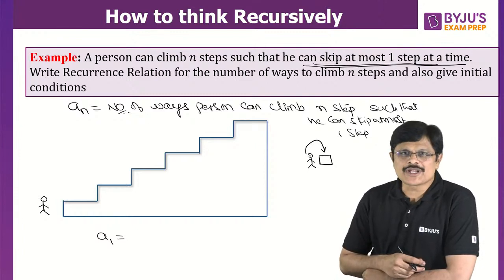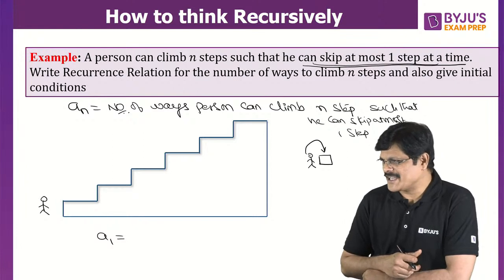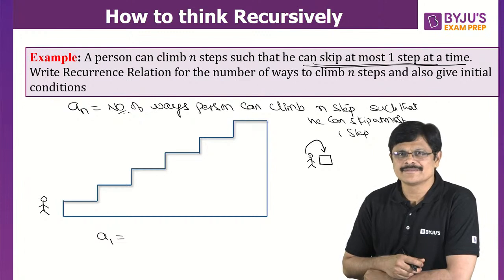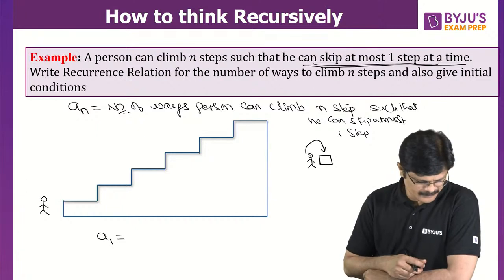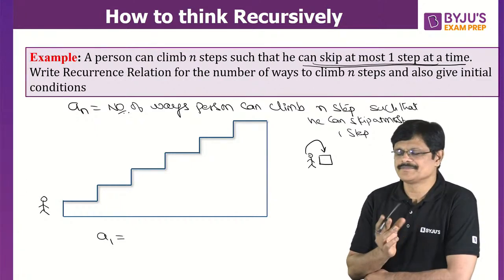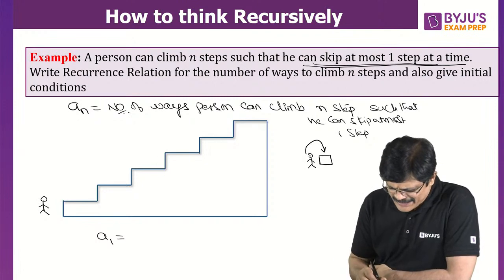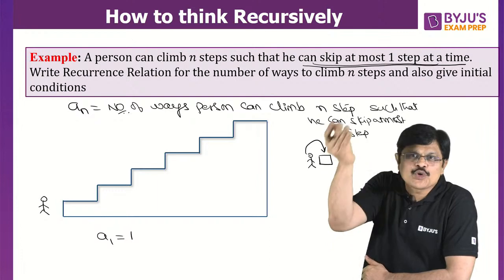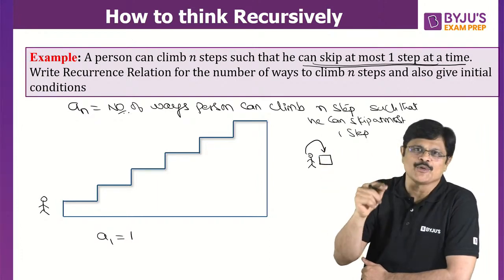It would be interesting if you start answering, my dear friends. One step is there. How many ways he can climb one step? Okay, one way he can climb one step. Only one step is there. Even he can skip that because there is no other choice for him. He has to climb one step only. One way he can climb.